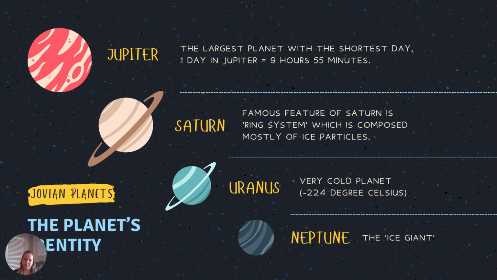Saturn is famous for its ring system, although it's not the only planet with rings. It often gets kind of put out there as the only one. And then we have Uranus, which is a very cold planet. It's negative 224 degrees Celsius. And then we have Neptune out there just past Uranus, and it is the ice giant.